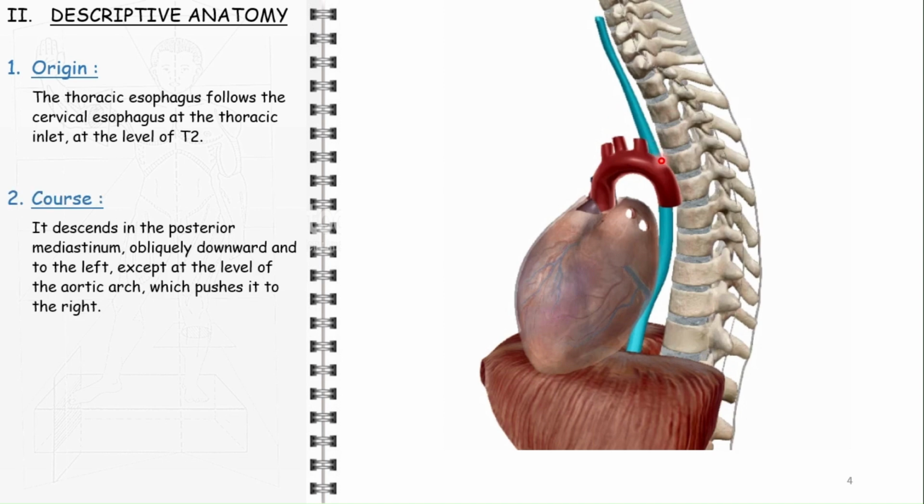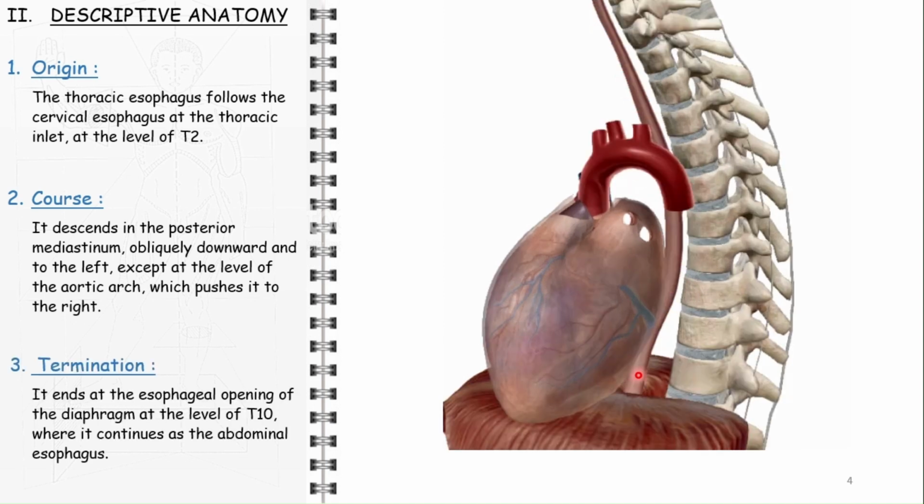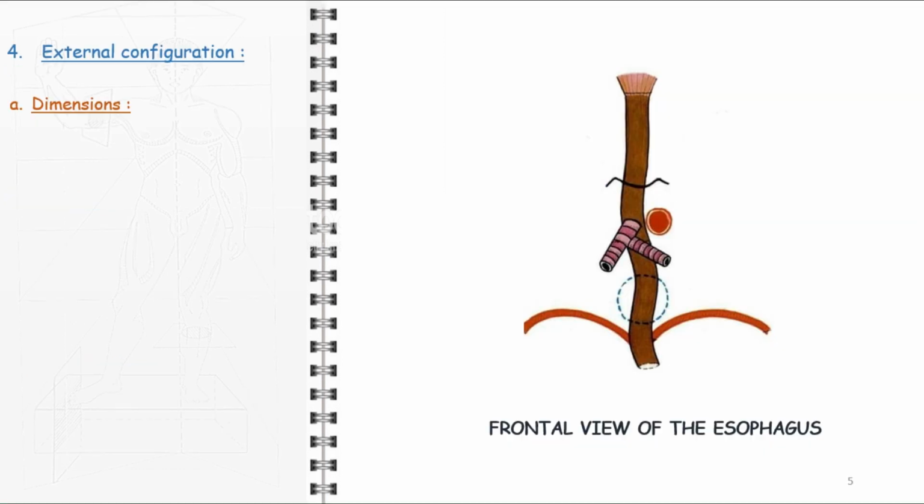It descends through the posterior mediastinum, obliquely downward and to the left, except at the level of the aortic arch, which pushes it to the right. It ends at the esophageal opening of the diaphragm at the level of T10, where it continues as the abdominal esophagus. The thoracic esophagus has a length of 16 to 18 centimeters and a caliber of 2 to 3 centimeters.